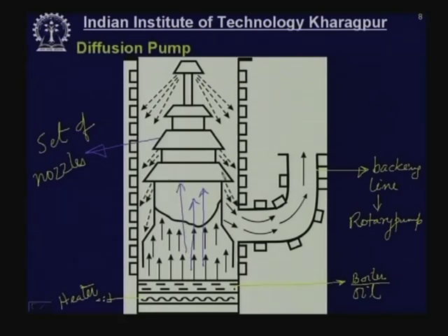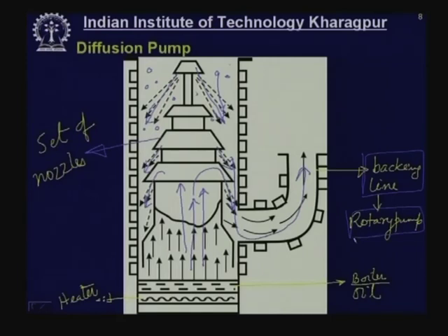As they reach this particular section, their momentum is reversed and they come out as a high velocity jet through this part. Similarly, they come out from this section, and from this section. This side of the diffusion pump is connected to my electron beam gun. So, if there is any residual air molecule, because of the momentum of this oil jet, these air molecules should be entrained in the jet, and gradually everything would be removed through this backing line via the rotary pump.